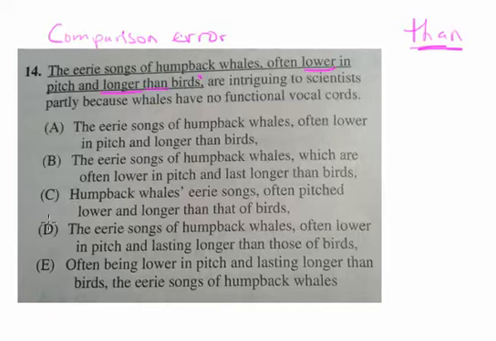So if we take a look at choice D, the answer is D here. Let's read D. The airy songs of humpback whales often lower in pitch and lasting longer than those of birds. Well, those of birds is the same thing as saying the songs of the birds. So now we're comparing songs of the whales to the songs of the birds, and that's a correct comparison. So the answer is choice D.